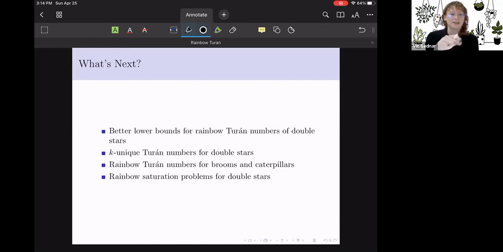We didn't have time to get into k-unique Turán numbers, but they're in between traditional and rainbow, where you can say, I want 5 unique colors, or I want 3 unique colors instead of all, or I don't care.